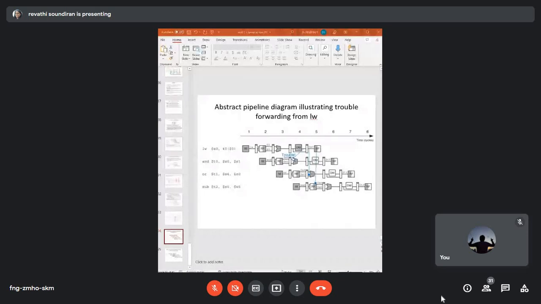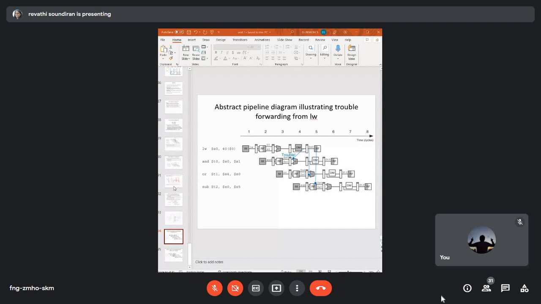So now this is the problem. Here you are using this register S0. This S0 is available only in the memory stage of your load word instruction, but it is required in the execution stage of your AND instruction, your OR instruction, as well as your subtract instruction. So for this, we have to go for the method called stalling.